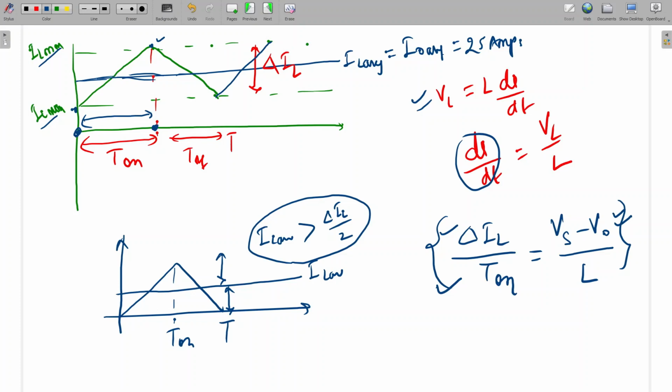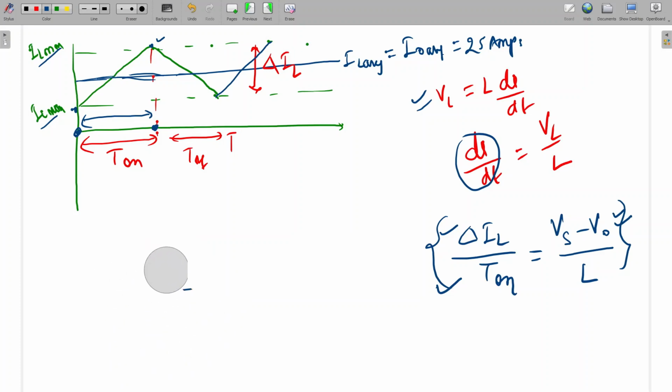So I'm going to calculate the delta IL value. Here we can see whether it will be continuous or discontinuous. So already this I naught is how much? 25 ampere, this average value. So delta IL we can calculate from this one. Delta IL is equal to how much? Vs minus V naught will be 15 minus 10, it will be 5. 5 divided by L, which is 5 micro Henry, into this T on, which is 4 micro. So delta IL will be 4. Ripple current will be 4.